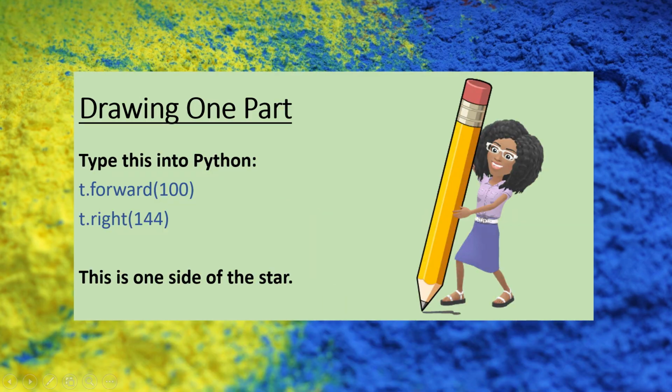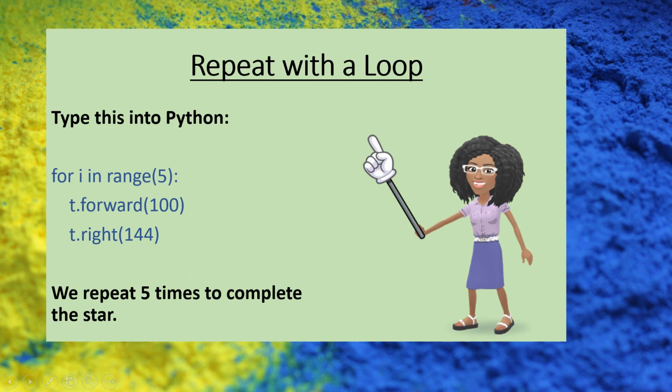Drawing one part. Type this into Python. This is one side of the star. You can pause the video again while you type. Repeat with the loop. Type this code into Python. This tells the computer to repeat that 5 times to create a star. You can pause the video again while you type.